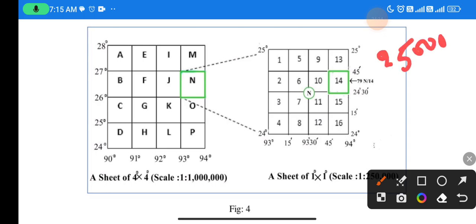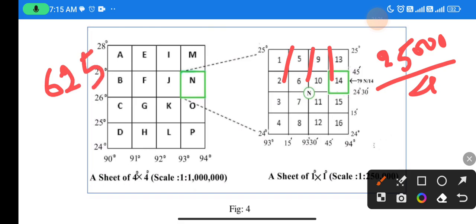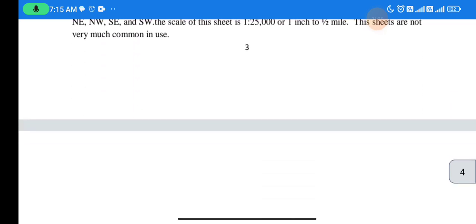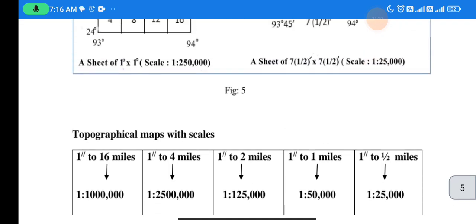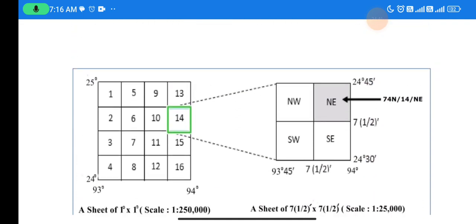Okay, so the scale became 2,50,000 divided by 4. So this is again 62,500, na. This was the scale here, 62,500. Now we got this one, 74 n by 14, and the scale became 62,500.